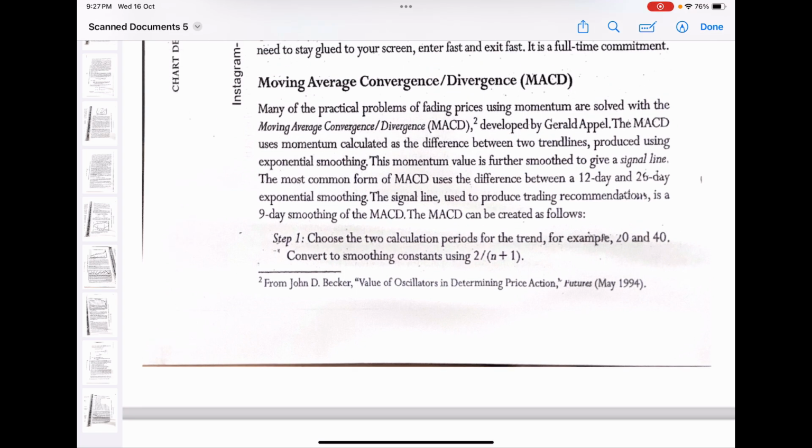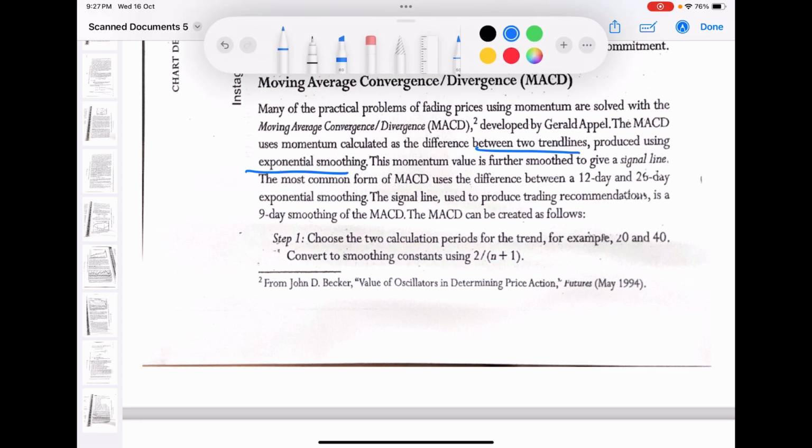Like we discussed, there are various problems when it comes to momentum. So, to solve the problems that occur when using just momentum, people have developed this indicator known as MACD. MACD was developed by Gerald Appel. The MACD uses momentum calculated as the difference between two trend lines produced using exponential smoothing. So two trend lines are used and they are exponentially smoothed. Keep that in mind. If there's an MCQ asking what MACD is calculated by, the first thing that should come to your mind is that MACD is calculated by two trend lines which are exponentially smoothed.